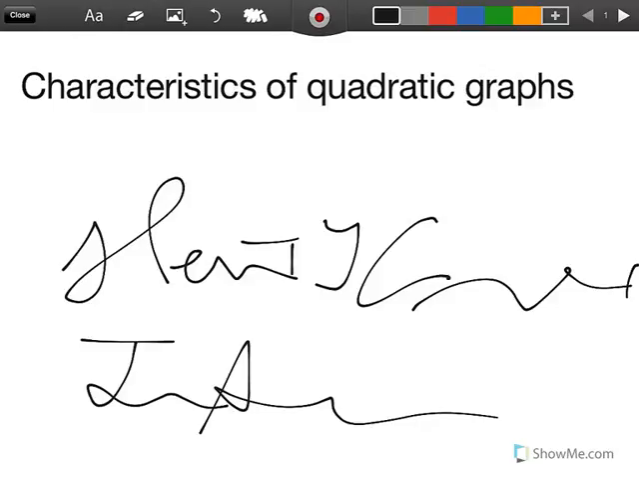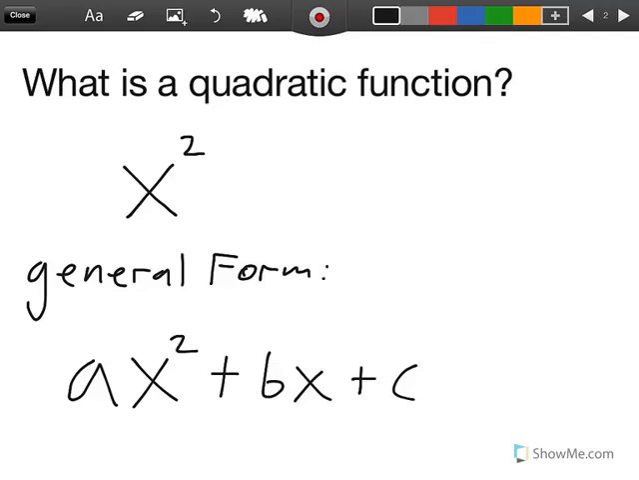Today we will be talking about characteristics of quadratic graphs by Henry Crandall and Jacob Anderson.